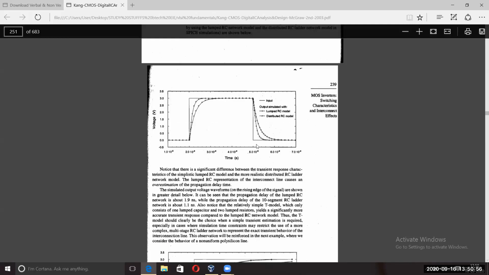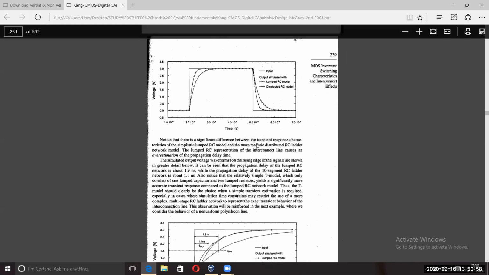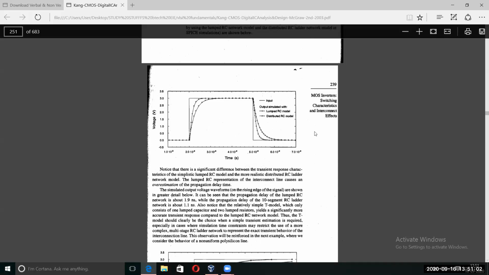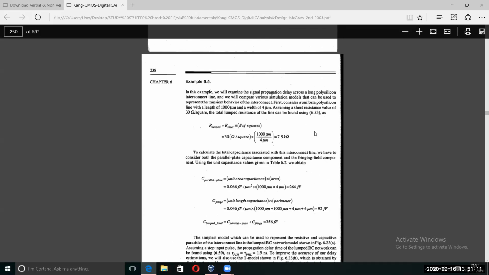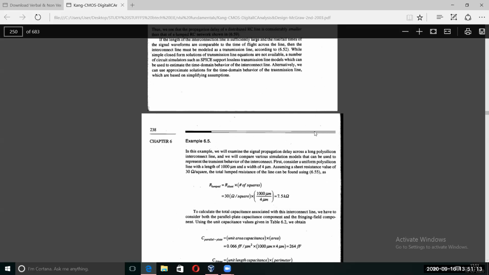Then the graph would come something like that. Like the RC, in the first class we had done the same here, but only we have to use lumped in this case. And then we are having the distributed model also. The distributed model is actually used for more accuracy, to decrease the delay and also get more accuracy.